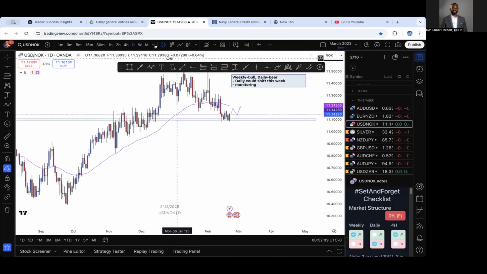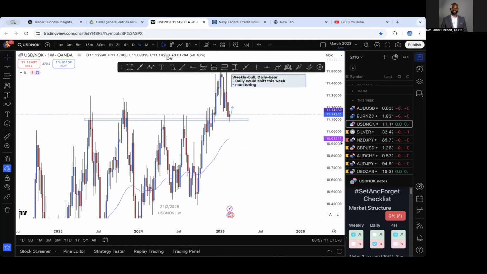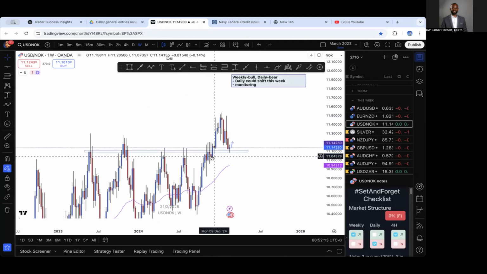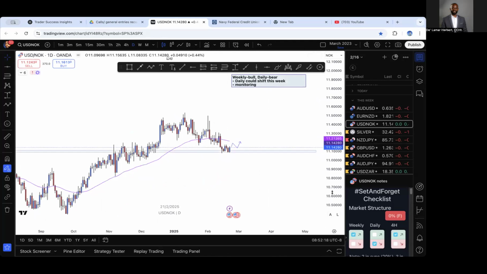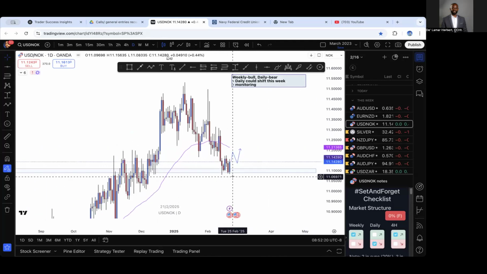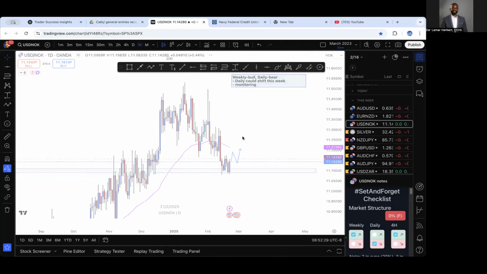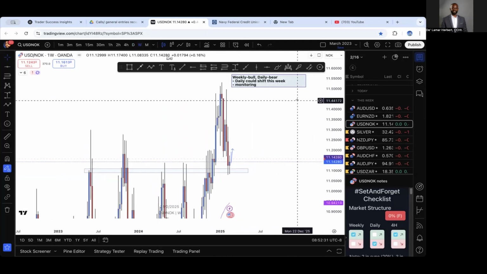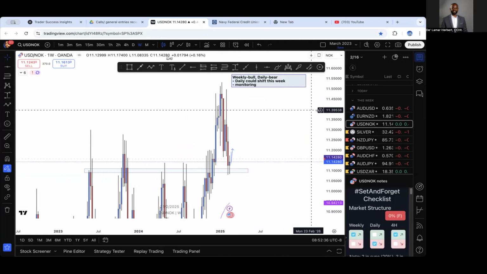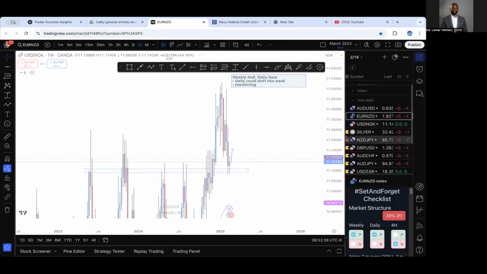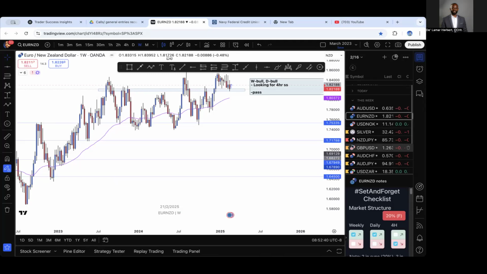USD NOK weekly is bullish, still bullish. We are close to the AOI, the area of interest. Daily is bearish, but we can definitely make this shift in structure. I like this idea. I'm going to throw an alert right here because that can definitely be a good position to take buys and have our TP somewhere up here. You know I'm jumping the gun, but I'll keep my eye on that one.